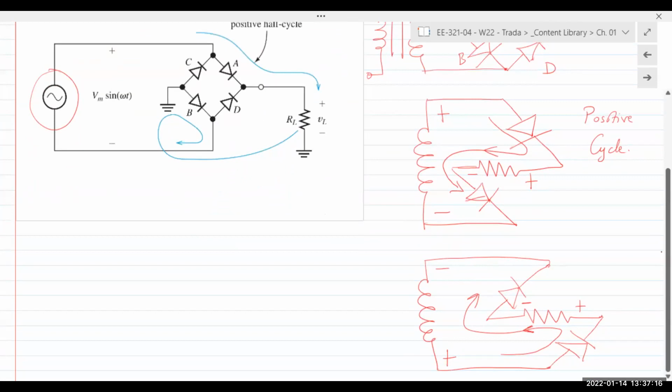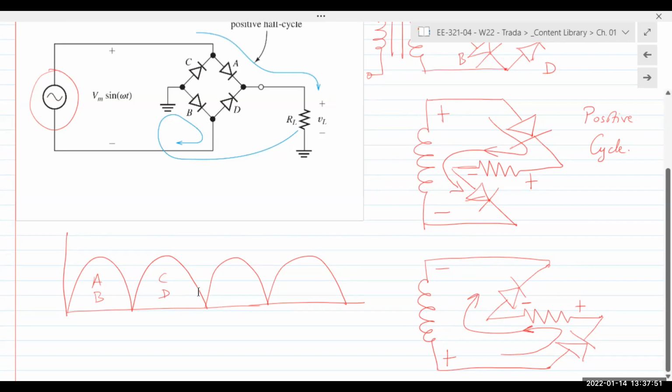Let's see. Does the operation make sense? Right? Positive half cycle, A and B are on. Negative half cycle, C and D are on. The current through the resistor still flows in the exact same direction. So the resistor still sees an output voltage that looks like this, right? A and B, and here it's C and D. So again, a full wave rectification, but now requires 4 diodes. But the advantage is that diodes are much, much cheaper than anything else. Yes.